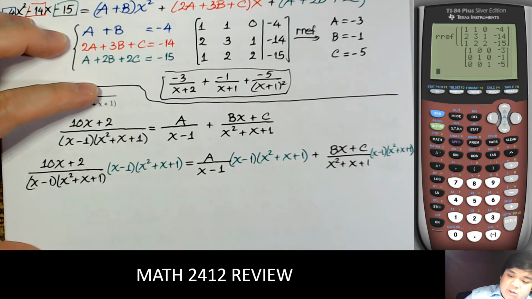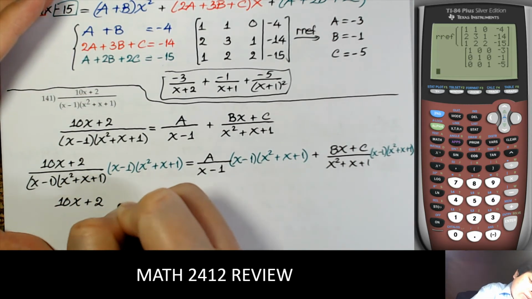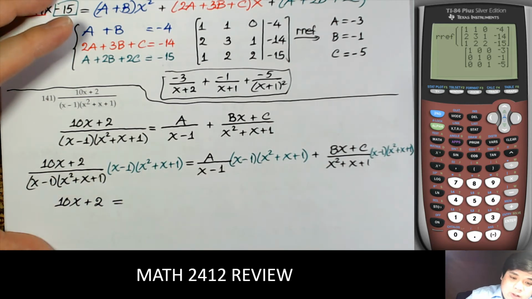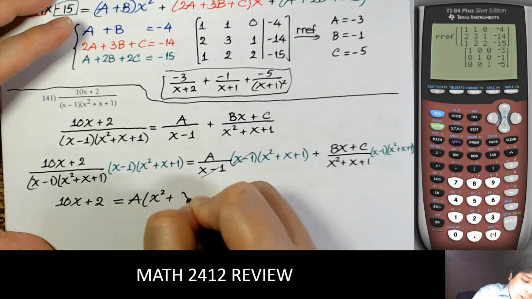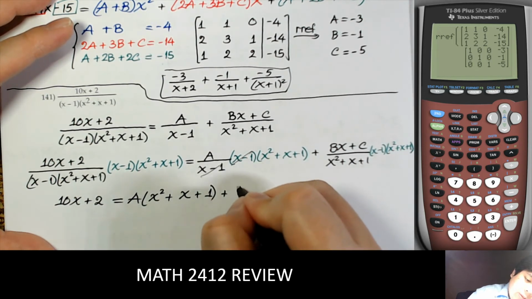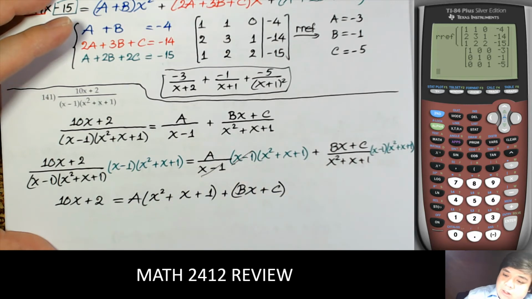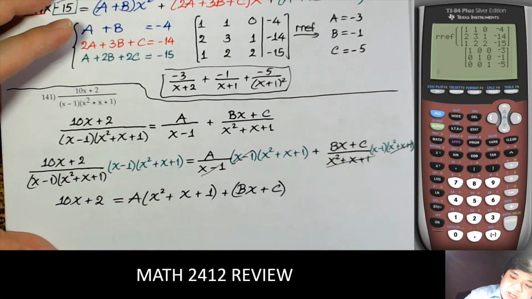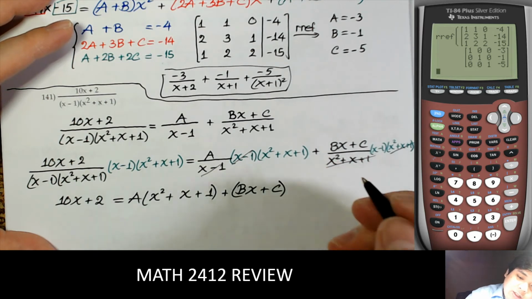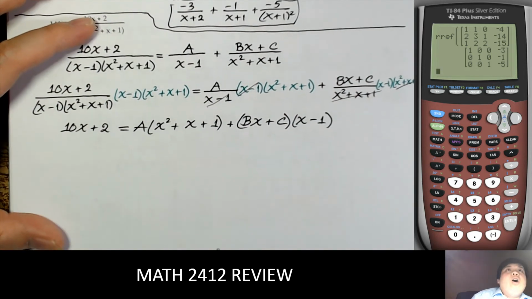Of course everything cancels on the left hand side. 10x plus 2 equal to, x minus 1 cancels out, we have A times x squared plus x plus 1, and x squared plus x plus 1 cancels out, and we have x minus 1. Right, multiply this out.